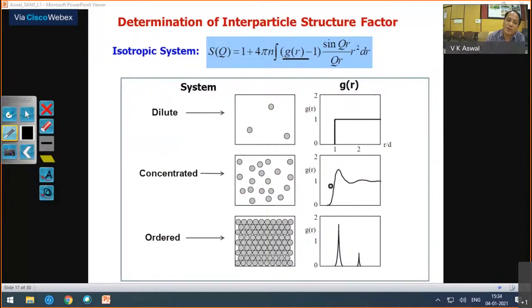And many times you cannot avoid your systems not being dilute. So once it's not dilute, you will start seeing these kinds of G of R and corresponding structure factor. Then you have to consider this G of R. Also you can have crystalline, liquid crystalline materials at the length scale probed in small angle neutron scattering, like many liquid crystals, which do have some long range order. And for that you will also get a corresponding Bragg peak in your scattering pattern.